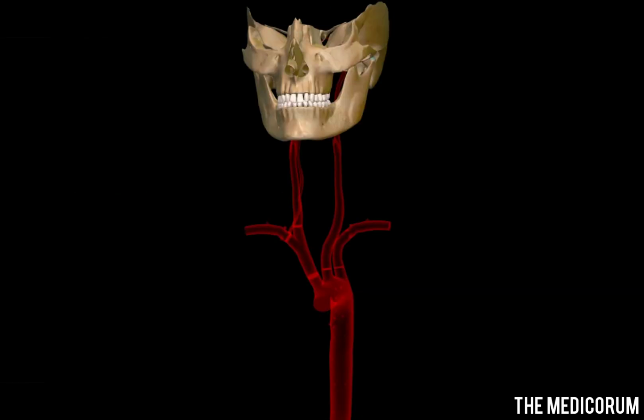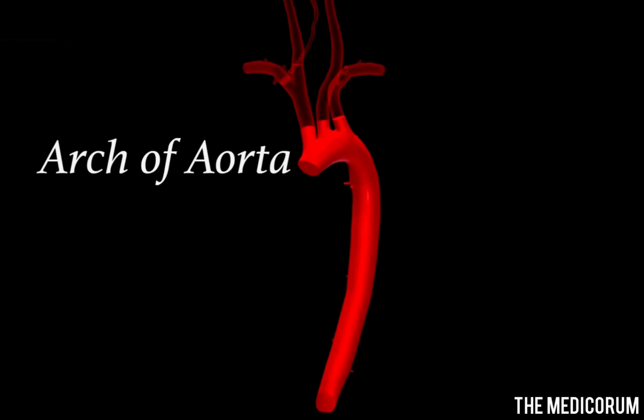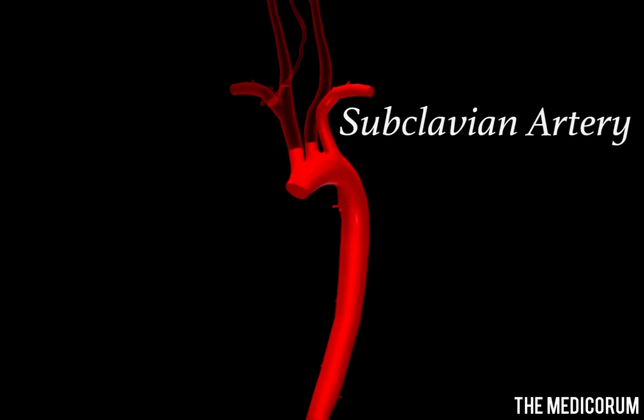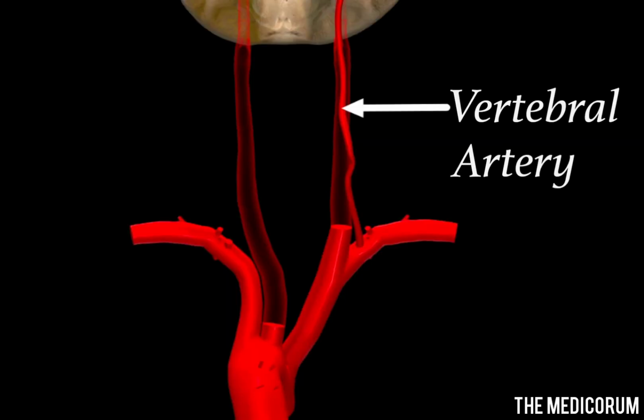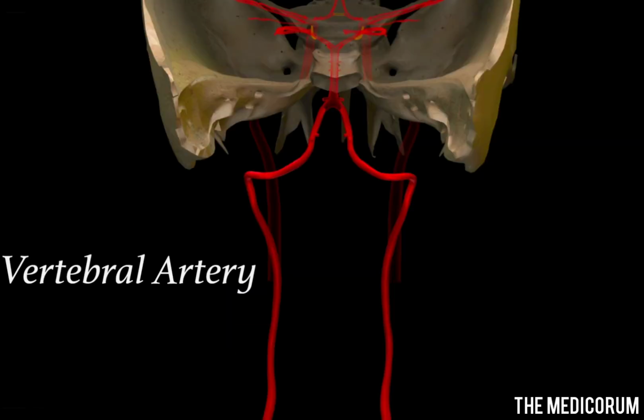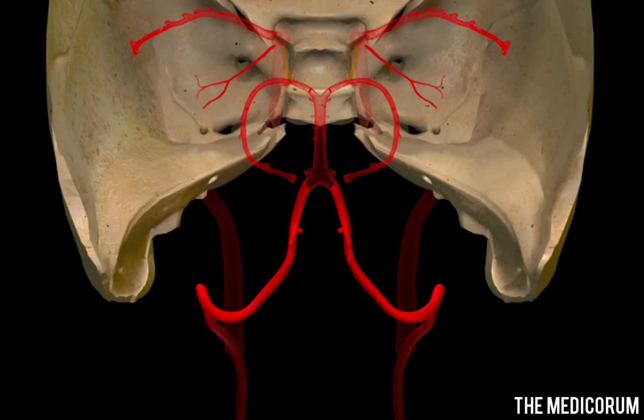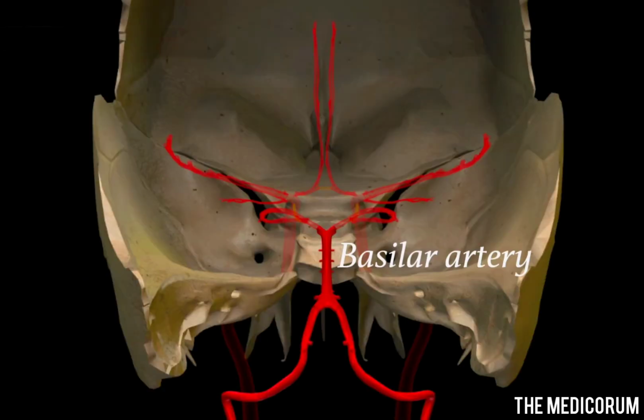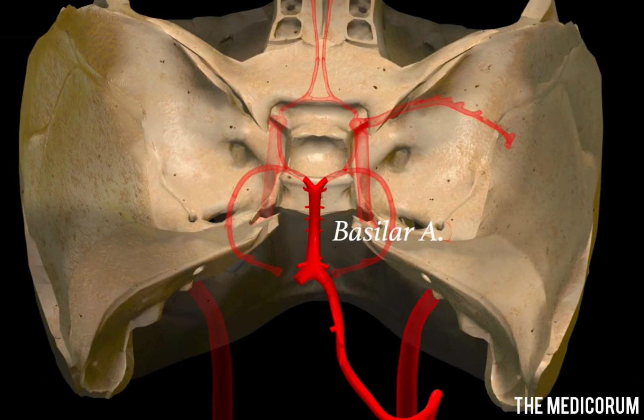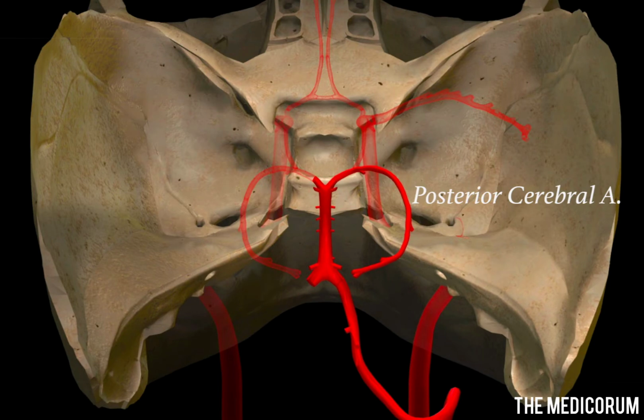Seeing it from its root, the arch of aorta gives one branch, that is subclavian artery. The subclavian artery gives origin to vertebral artery. Both the right and left vertebral artery combine with each other and give origin to basilar artery. The basilar artery and the vertebral artery give many branches to the spinal cord as well as to the brainstem. But one branch of the basilar artery, that is posterior cerebral artery, will supply the cerebrum and it will form the posterior side of the circle of Willis.